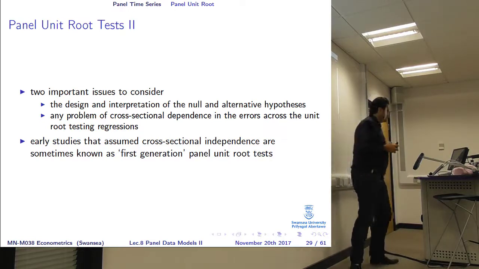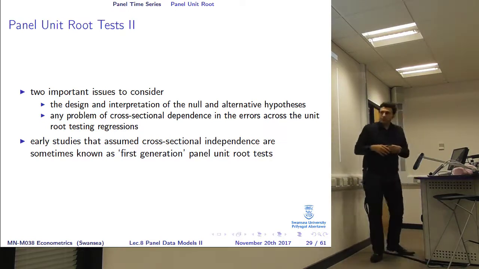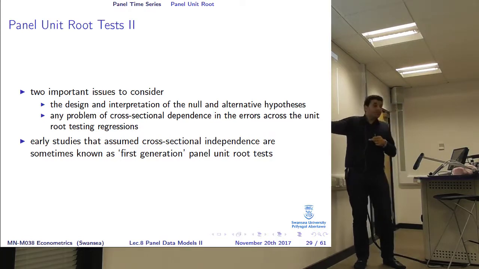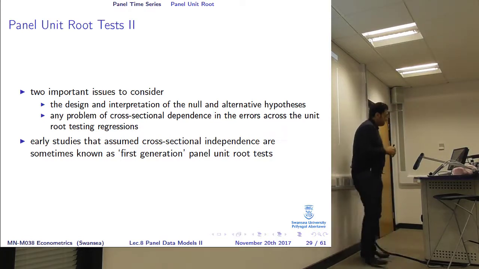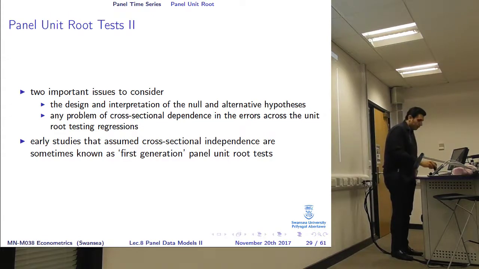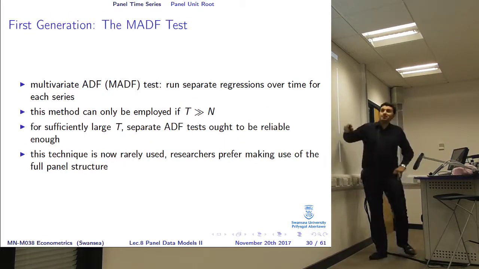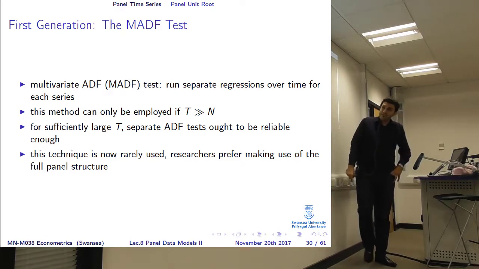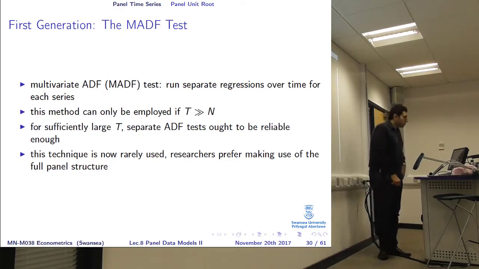Early tests or studies assume cross-sectional independence, that means there's no cross-section dependence, and this is what they call the first generation panel unit root test. This is the test that we didn't do, called the multivariate ADF, which basically runs a separate regression over time for each series. So that's one way to do it, yeah?